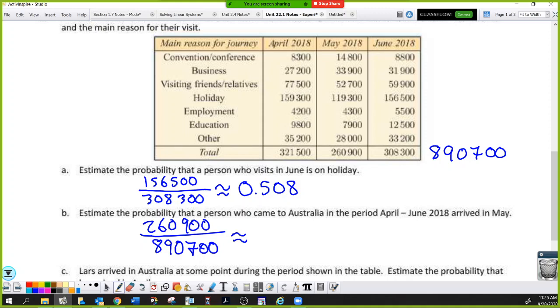It is a number, about 0.293. So that tells us that about 29% of the people who came during April, May, and June, who came during those 3 months, about 29% of them came in May.